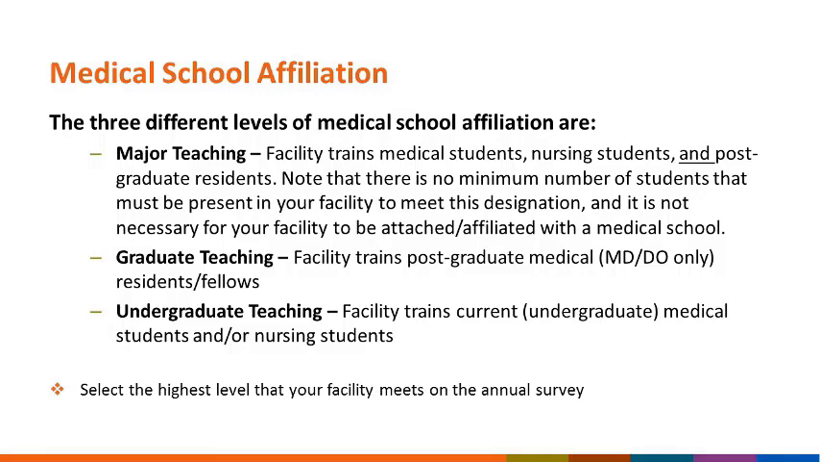The next level is graduate teaching. Graduate teaching facilities train postgraduate, which are medical, MD or DO only, residents or fellows. Last but not least is the undergraduate teaching facility. This facility trains current medical school students and/or nursing students. What you will be doing on your annual survey is selecting the highest level that your facility meets.